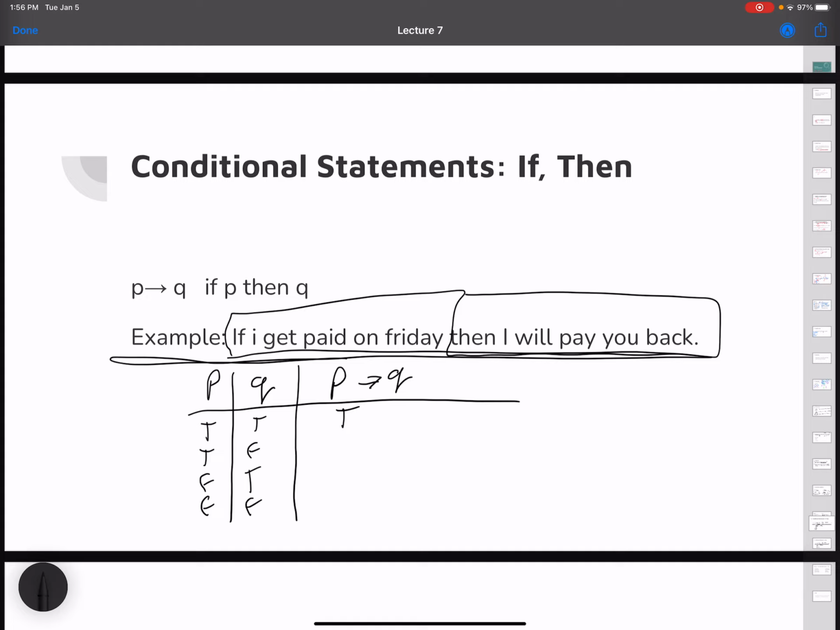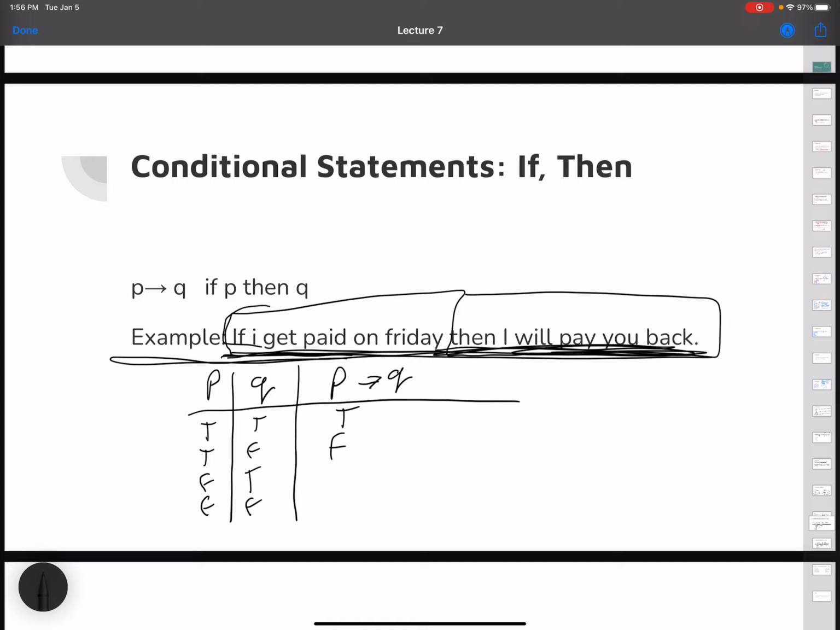If I get paid on Friday, in the second case here, true, false: if I do get paid on Friday, but then I don't pay you back, but I said I would, then I'm lying. So this is our false spot. This one's false. Let's see if any of the rest are false.